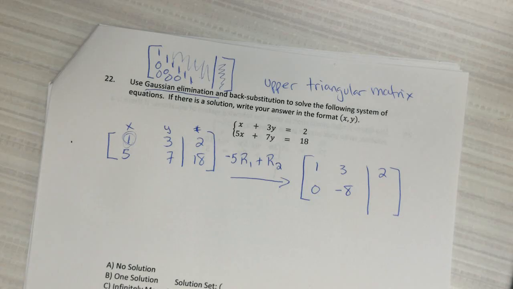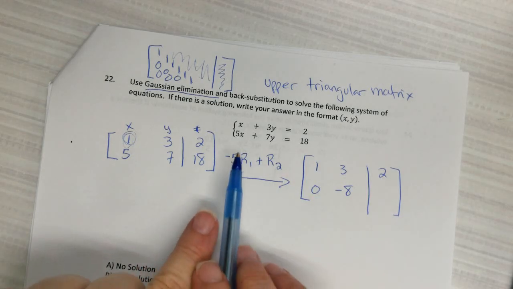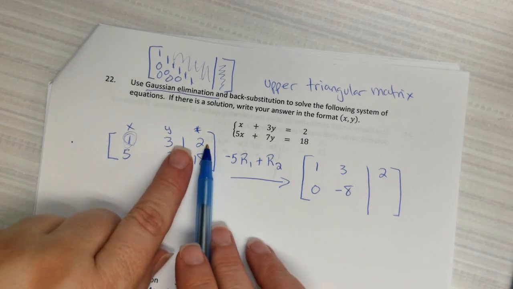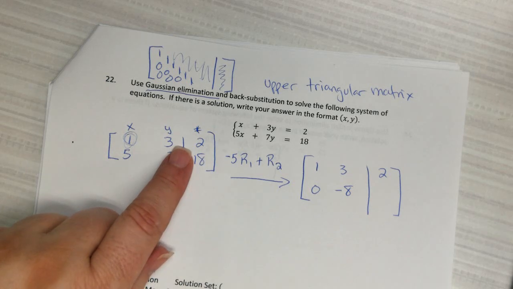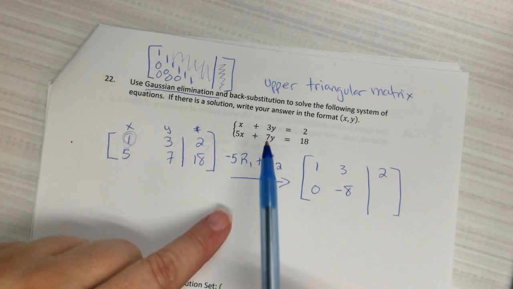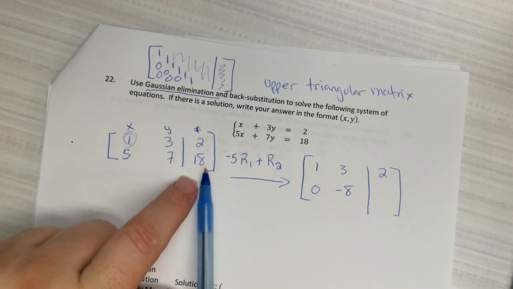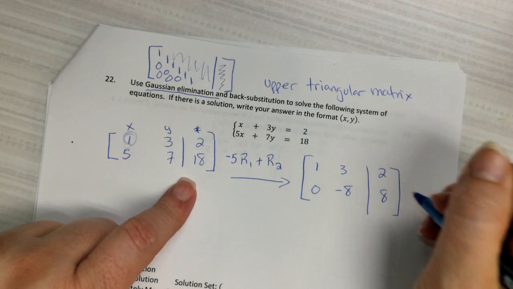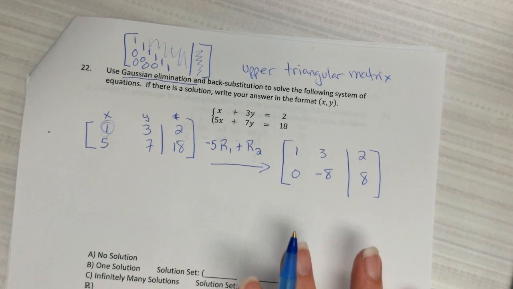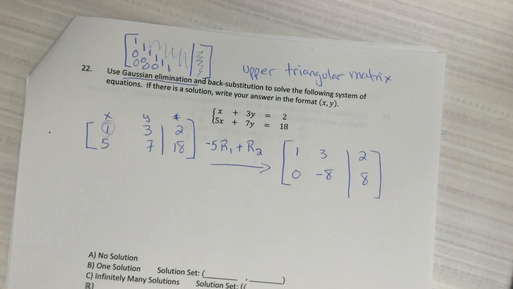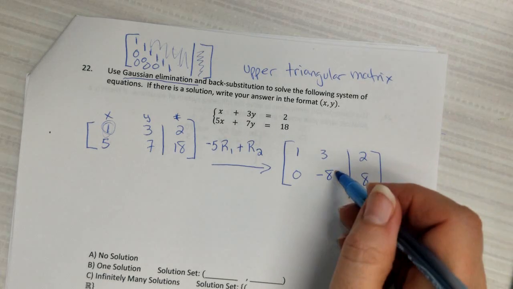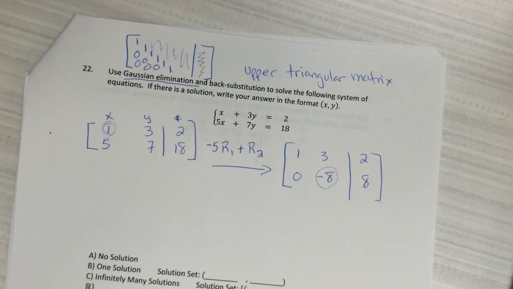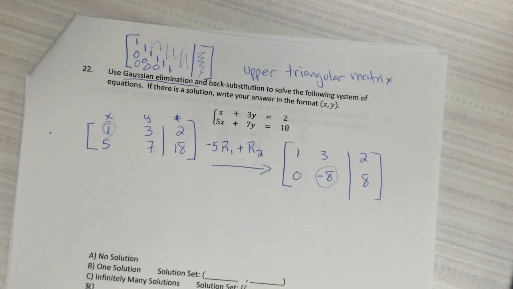Okay. Another consequence of this is I need to multiply -5 times 2, which gives us -10, and add that to 18. Well, 18 minus 10 is 8. Okay. Here's my new matrix. It's not quite an upper triangular matrix because what I need now is another 1 in the diagonal. My next pivot point is going to be this -8. So how do I make -8 1?